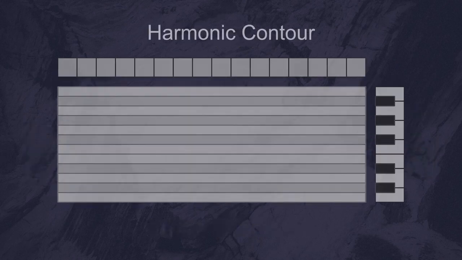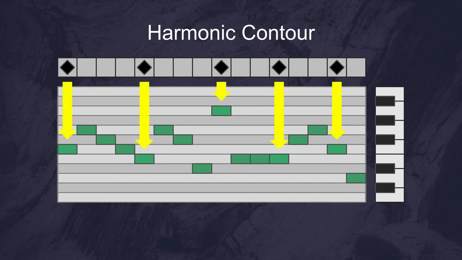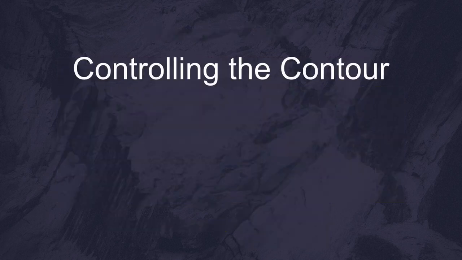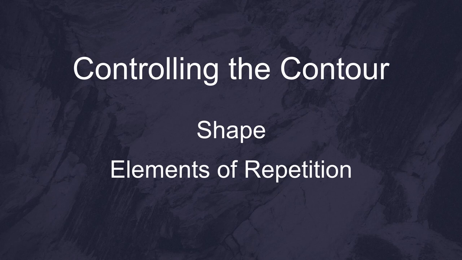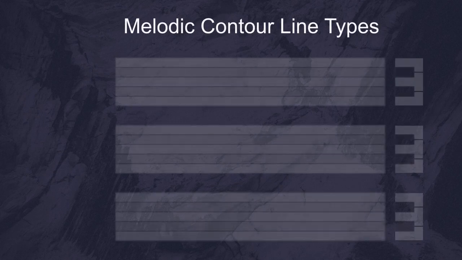The first step is the melodic contour. This is a continuous line representing how high or low a pitch might be played. And when a rhythmic event is triggered, a note gets sent out to the instrument. We need a way to control the melodic contour so that we can direct it to our musical intention. So there are three things that we need to define: the shape of the line, the elements of repetition, and the pitch register.